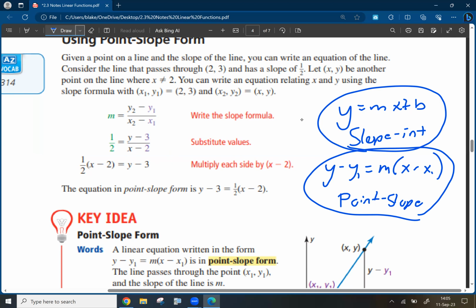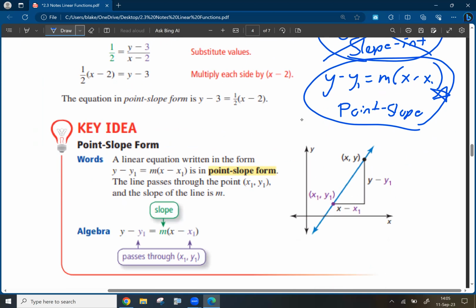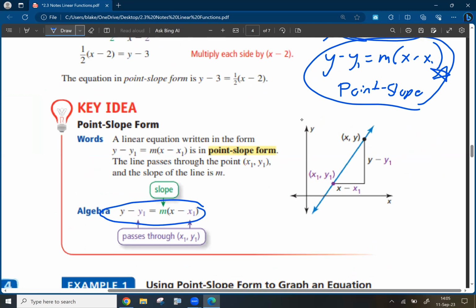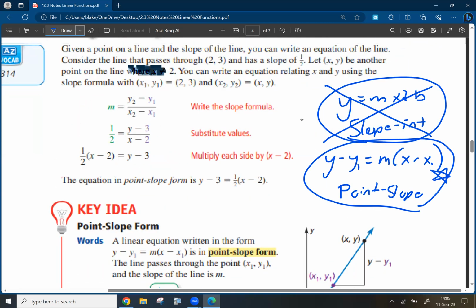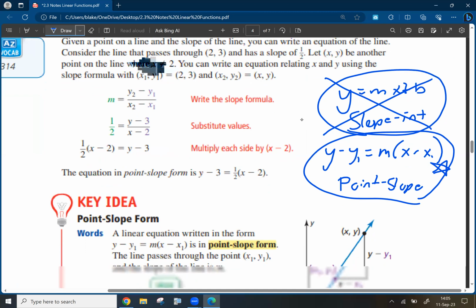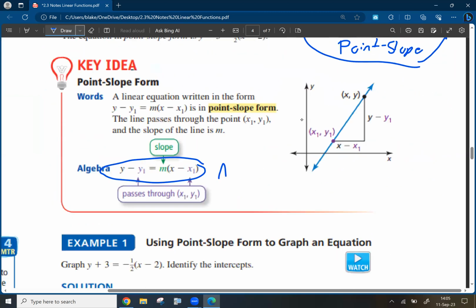So we've already talked about slope intercept. So we're going to move on from that. We're now going to move on to point slope form, which is this formula here. You can see it in the notes right here, the formula for point slope form. This first part kind of explains how they get point slope form, but mainly we're worried about the formula.